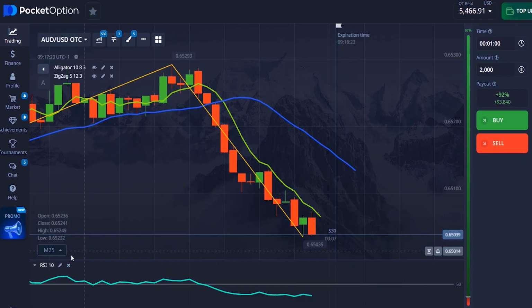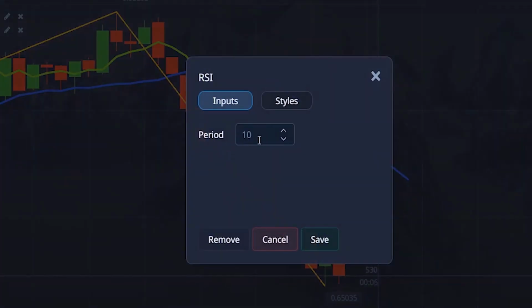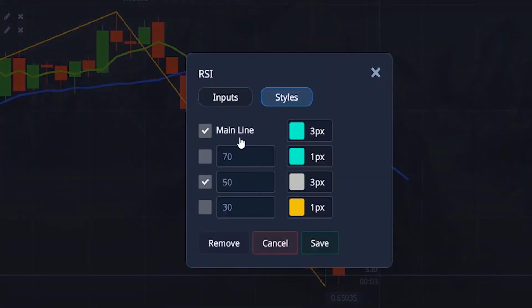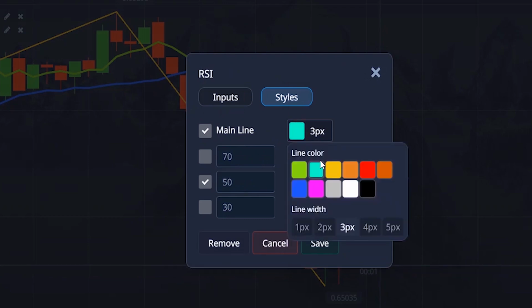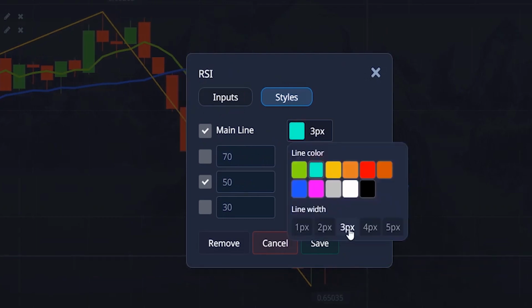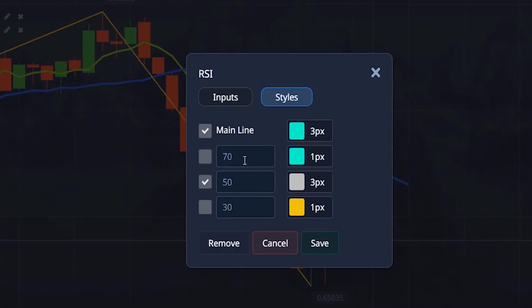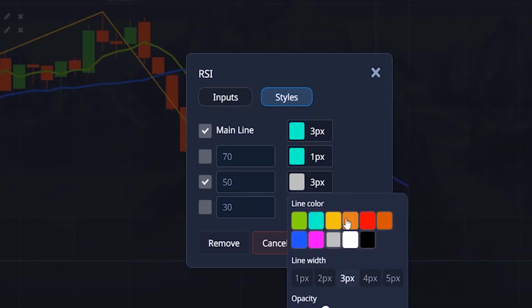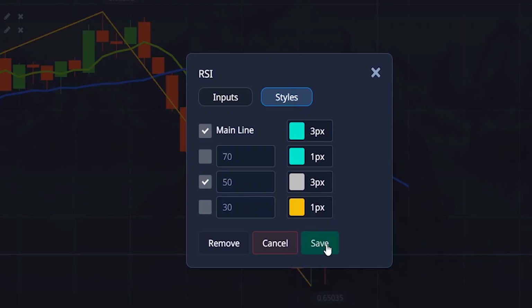My RSI indicator comes with the settings of the period of 10. Right here on the style level at the main line, I'm going to be using this color and I'll set it on 3 pixels. The 70% level, I'm going to turn it off, the same thing with the 30% level. While my 50% level, I'm going to be using a gray color and I'll set it on 3 pixels. So when I'm done, I'll click on save.